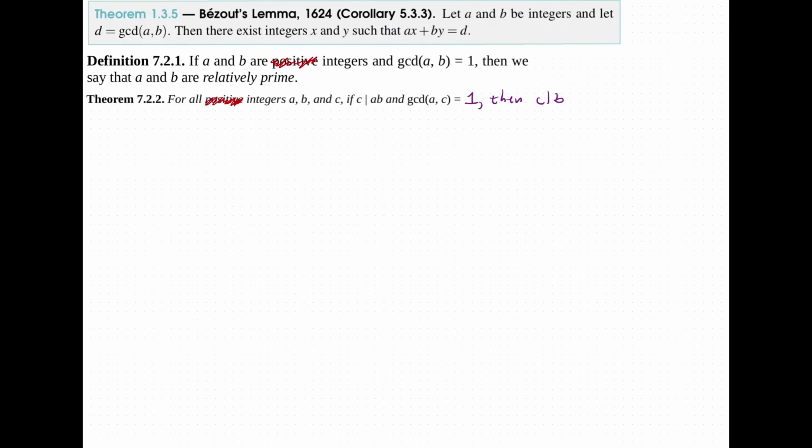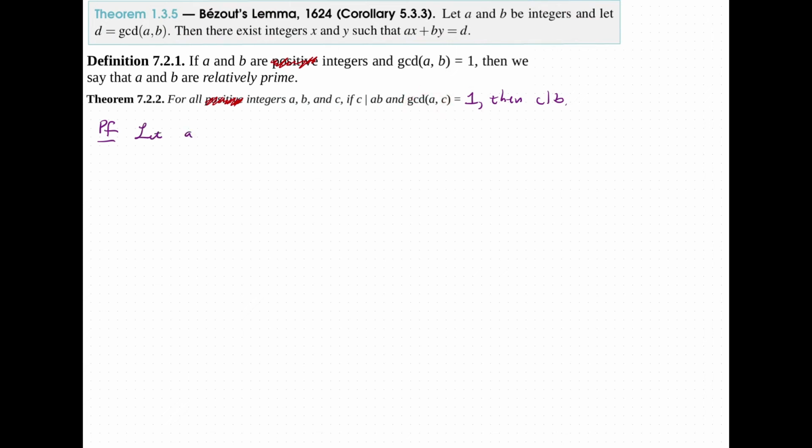And the first statement we are going to prove today is Theorem 7.2.2, which tells us that for all integers a, b, and c, if c divides a times b, and the GCD of a and c is equal to 1, then c must divide b. So how do we prove this? Well, we are going to use Bezout's lemma. And so, in this situation, we have that a and c are relatively prime. So let us go ahead and get started.